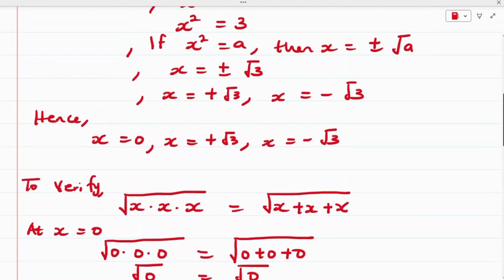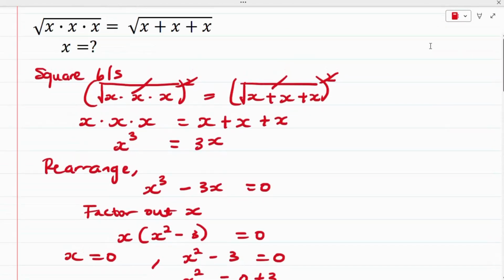So guys, this is how you can solve this nice algebra math problem, and we all have the values of x.